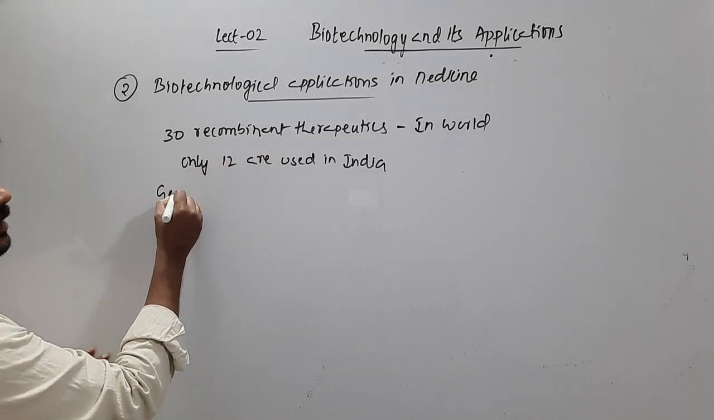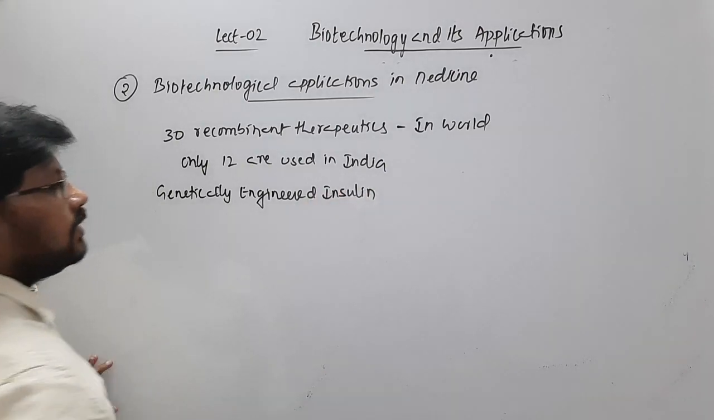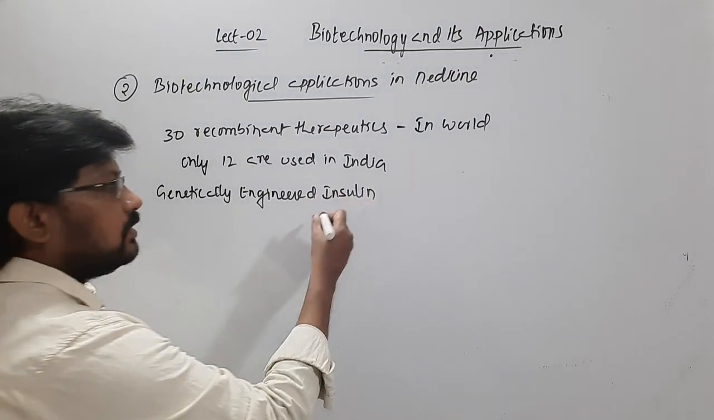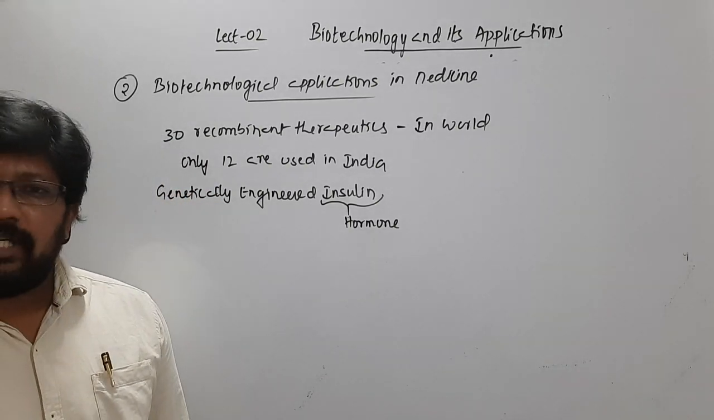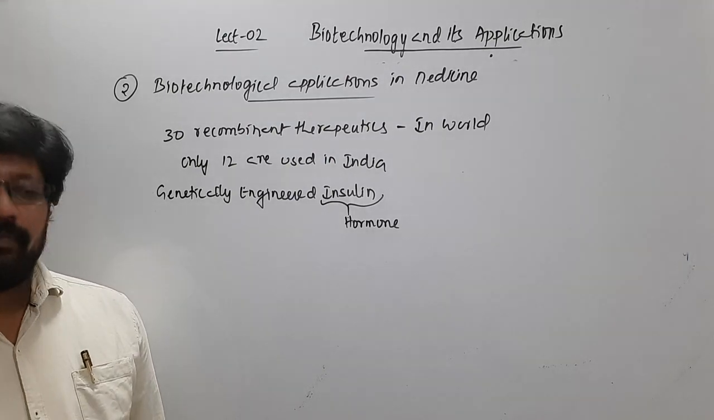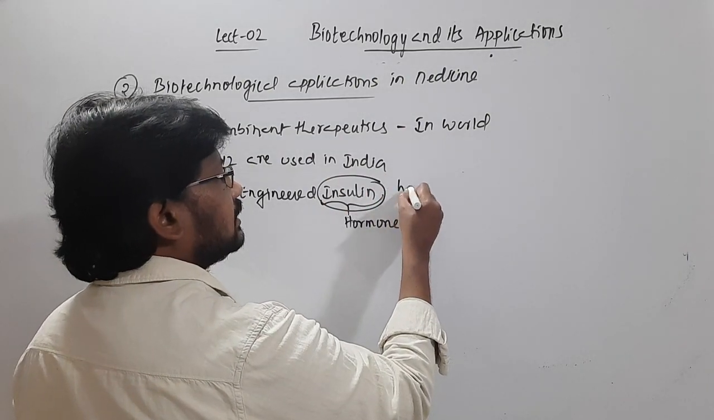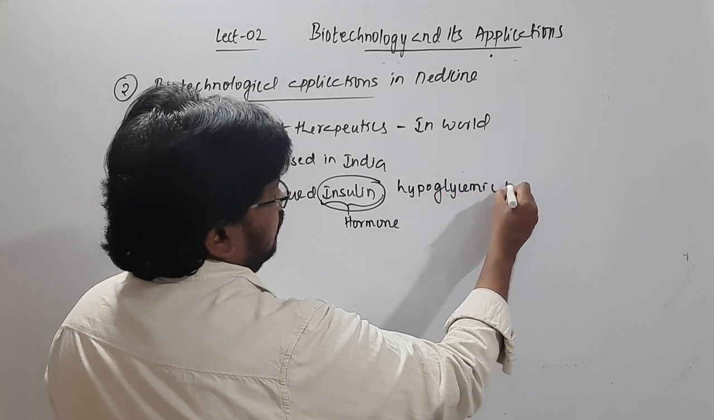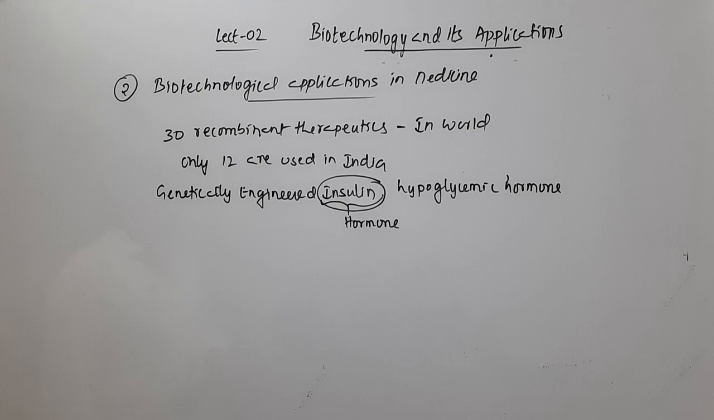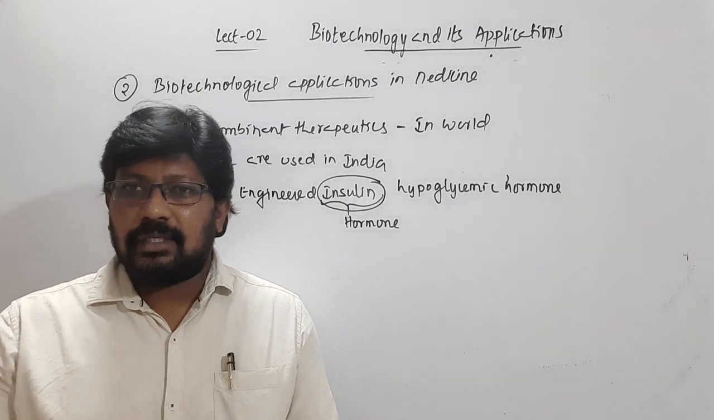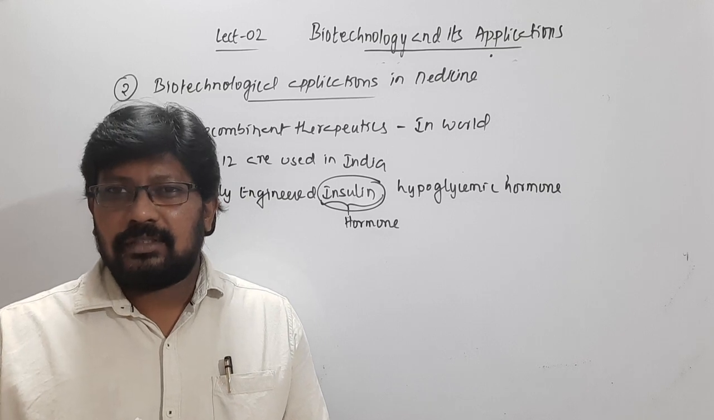That is called genetically engineered insulin. I hope we know that insulin is a hormone, and this hormone reduces the blood sugar level. Hence we call it the hypoglycemic hormone. So it reduces the sugar level in the blood. Now there are certain conditions, that is diabetes, where the diabetic patients require this insulin so as to reduce the sugar level in the blood.